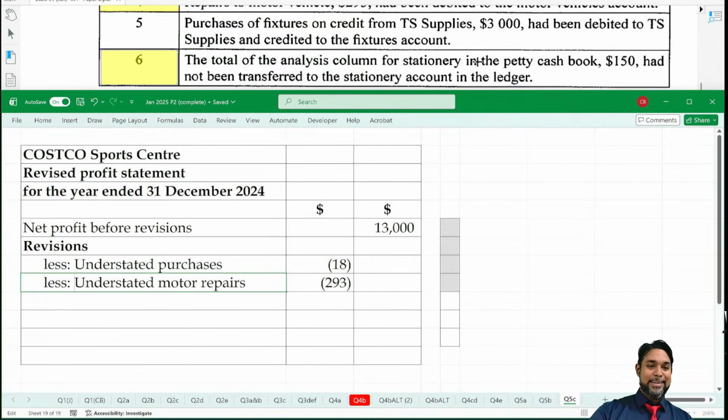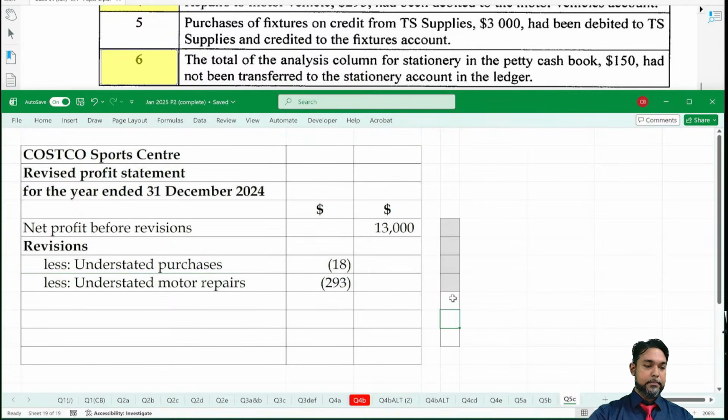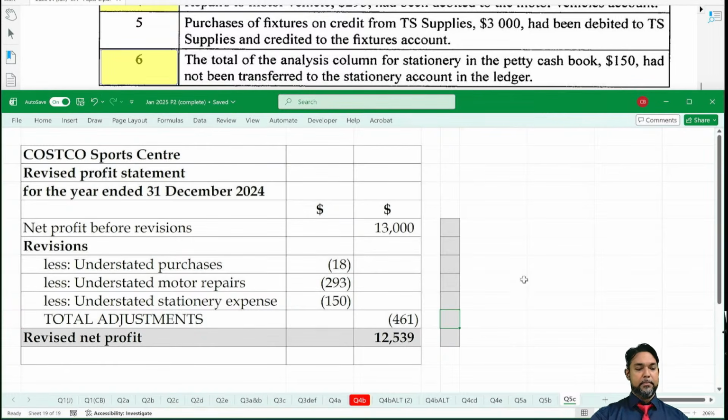Same. And last item. So same thing here. The total of the stationery column had not been sent to the stationery account, which means it was missing 150. So your stationery account, an expense account, was also too low. To fix that, we have to increase it. And when you increase expenses, profit goes down. So you have the same thing here. And you add them up, total adjustments, and then you subtract that from the figure. Then you have 12,539.